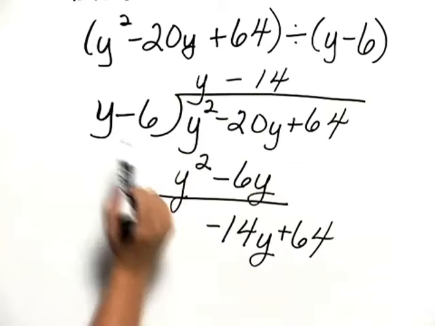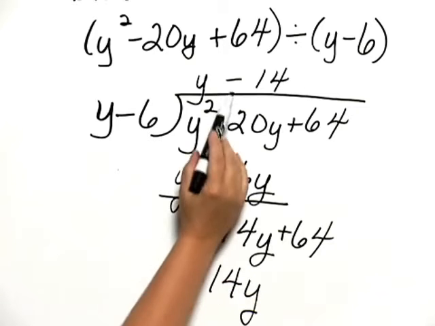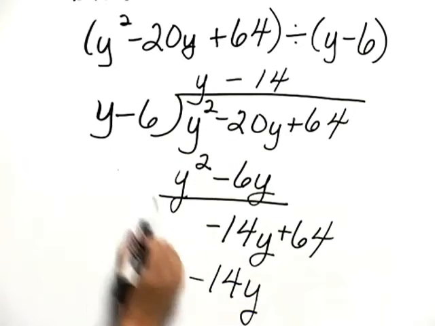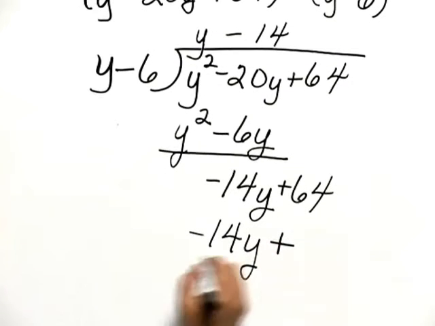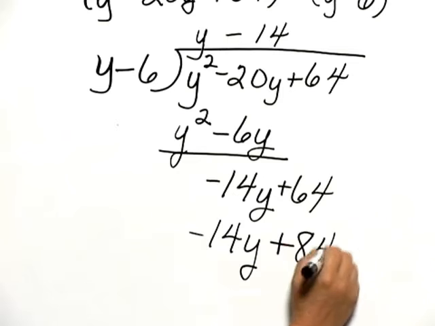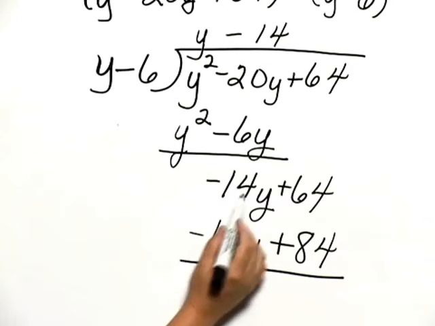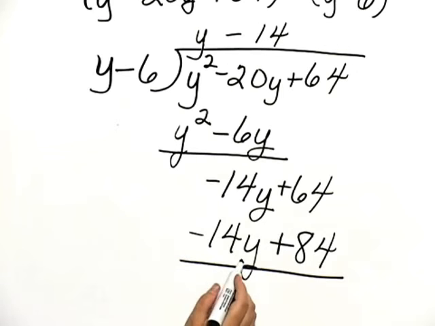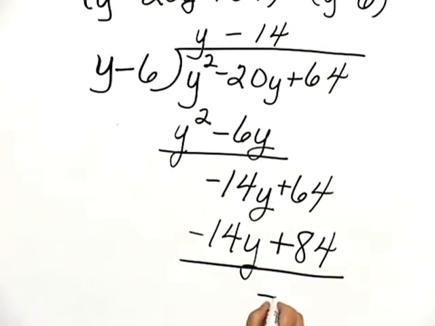Negative 14y. And then we have negative 14 times negative 6. So that would be a plus, and 14 times 6 is 84. And again, we subtract. Negative 14y minus negative 14y is 0. 64 minus 84 would be a negative 20.